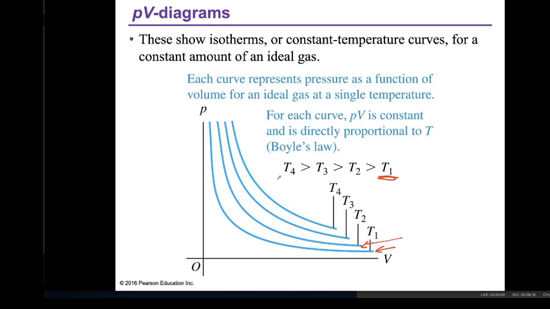The higher the temperature, the further the distance between the curve and the origin. See, this is the distance between the origin and the curve T1, and that's the distance between the origin and the curve T2. So when the temperature gets higher, the curve gets further from the origin. Okay, this is a PV diagram where T is the temperature.